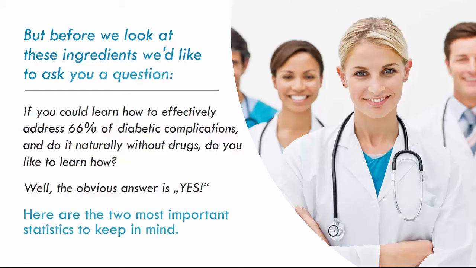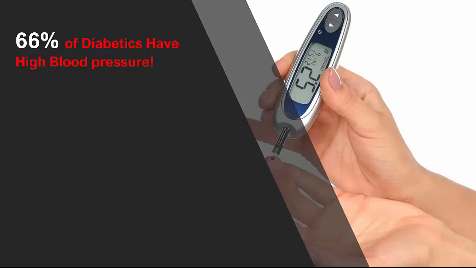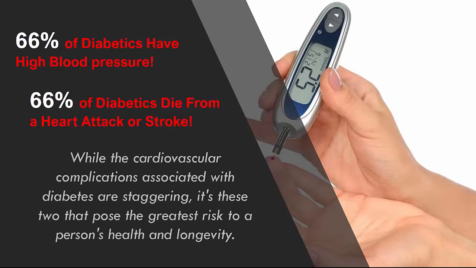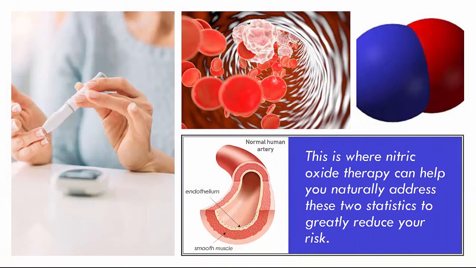Here are the two most important statistics to keep in mind. 66% of diabetics have high blood pressure. 66% of diabetics die from a heart attack or stroke. While the cardiovascular complications associated with diabetes are staggering, it's these two that pose the greatest risk to a person's health and longevity. This is where nitric oxide therapy can help you naturally address these two statistics to greatly reduce your risk.